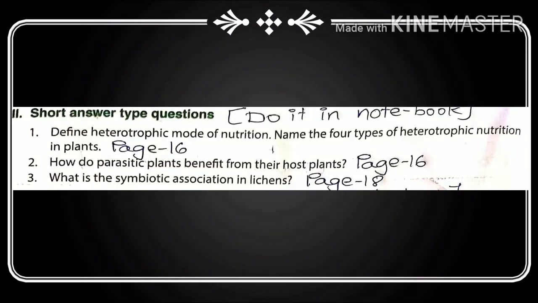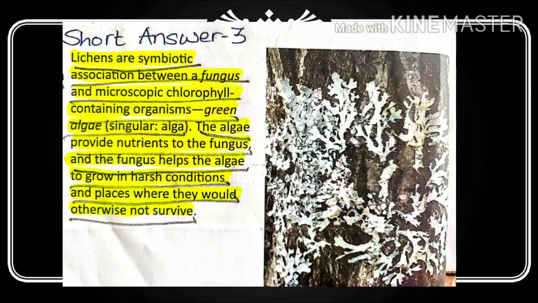Now the third question is, what is the symbiotic association in lichens? For that take out page number 18. At the end of that page you can see the example of symbiotic association is discussed, that is what our answer is. So this highlighted part you have to write down.